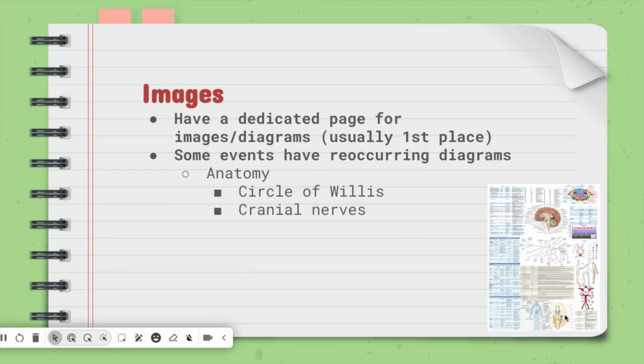It was nervous, sensory, and endocrine that year, so reoccurring diagrams would have been the location of the cranial nerves, the circle of Willis, structure of a spinal cord, things like that that I couldn't be bothered to learn, but putting it on a cheat sheet makes it much easier.